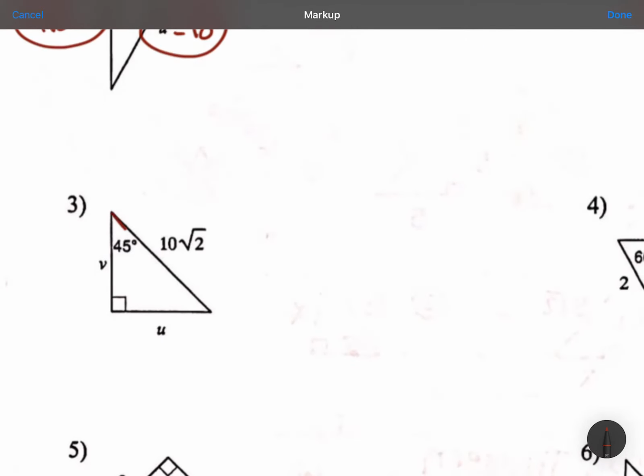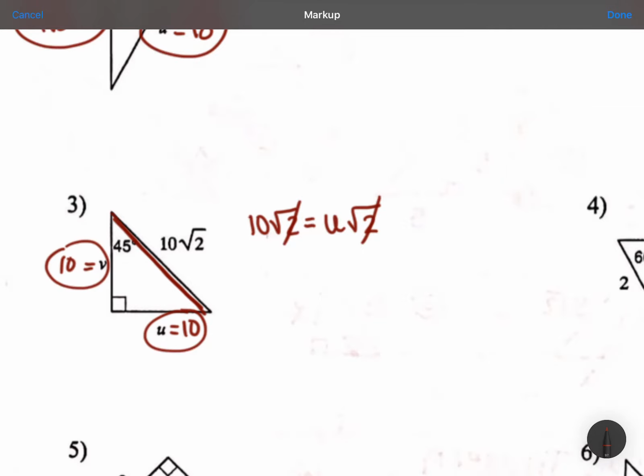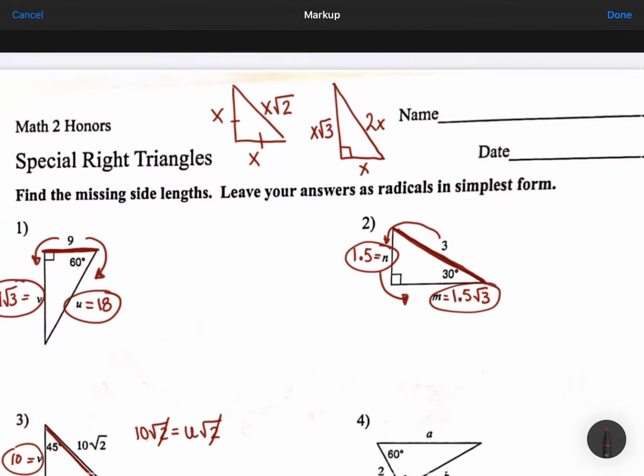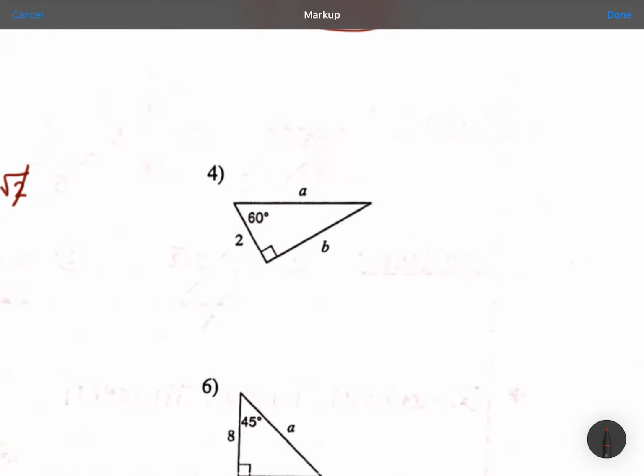Number 3 is a 45, 45. They've given us the hypotenuse. And remember, your hypotenuse equals your leg times radical 2. The radical 2's are going to cancel, so each of these legs are 10. And that should make sense based on the triangle. That would be 10, 10, and 10 radical 2. Makes sense, right? Number 4 is a 30, 60, 90. The 2 is, that's right, the short leg. Love the short leg. I will double it to get to the hypotenuse and multiply it by radical 3 to get to the long leg. It's that easy.